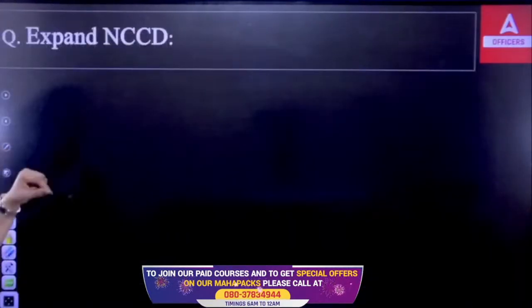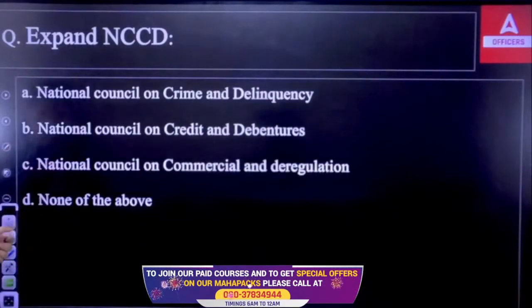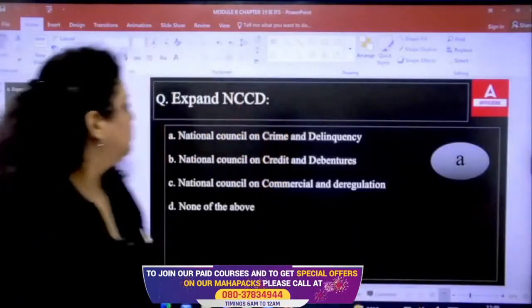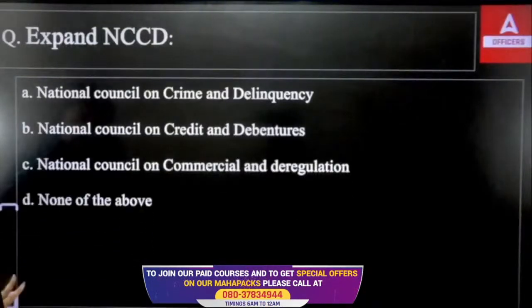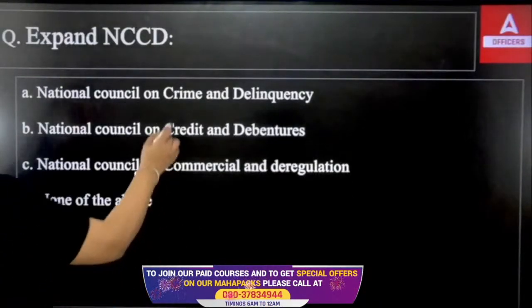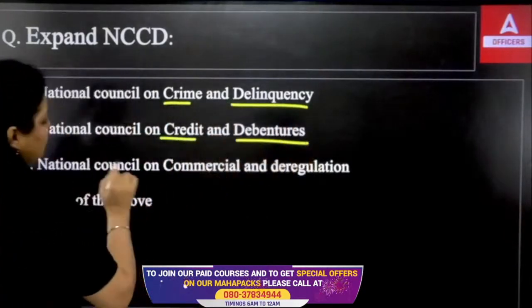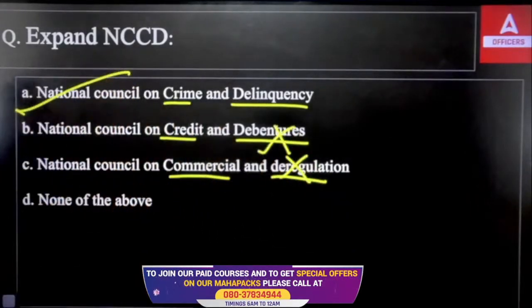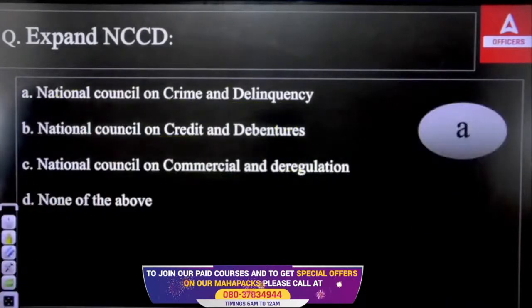Now, expand NCCD. Which of the following is the full form of NCCD? Okay, this is the NCCD. First is saying National Council on Crime and Delinquency, National Council on Credit and Debentures, National Council on Commercial and Deregulation. No. The right answer is National Council on Crime and Delinquency. So the right answer will be your A option.